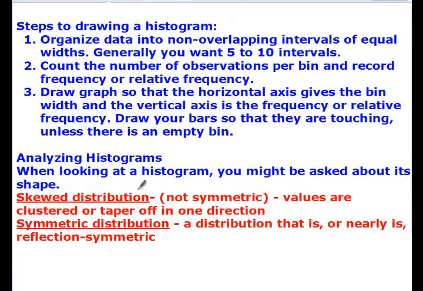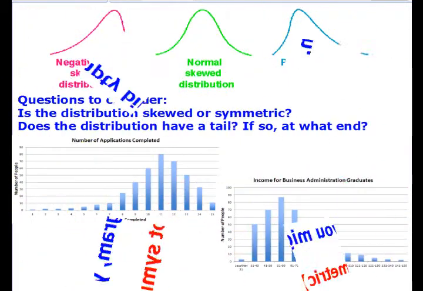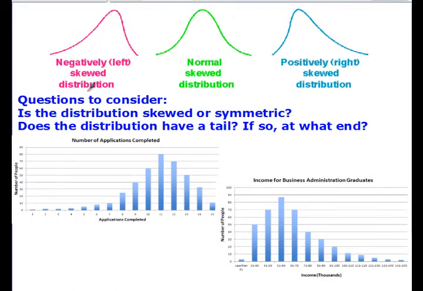So when we look at a histogram, we want to be able to say something about it. And so one of the things that we could be asked about is the shape. And so 2 words that we use when we talk about the shape of a histogram are skewed and symmetric. So skewed, meaning it's not symmetric, they're clustered or taper off in one direction. So there's a whole bunch of data on one end and then not a lot on another end. Or if it's symmetric, you know, it's kind of small on the ends and comes to a point in the middle.